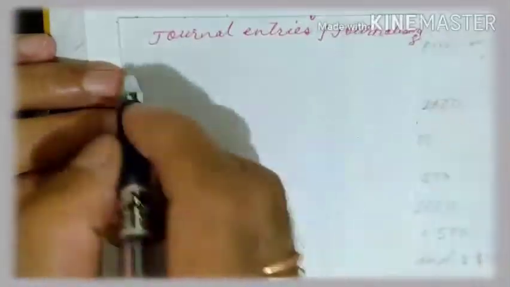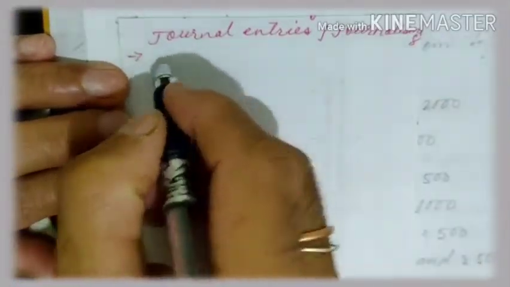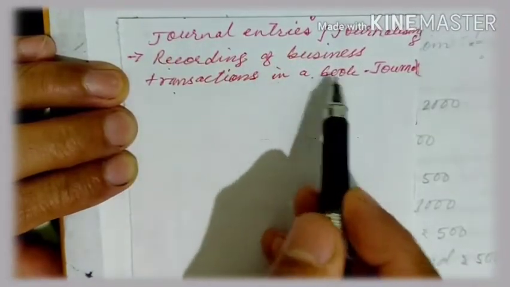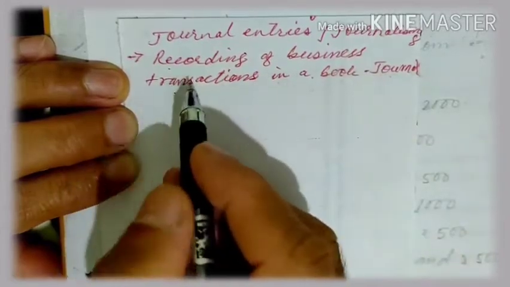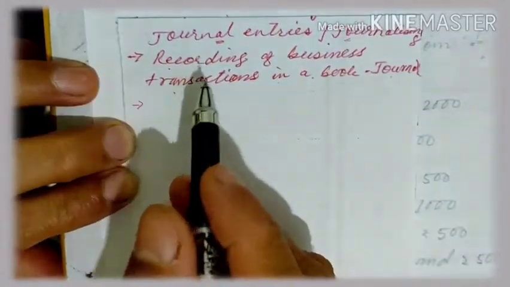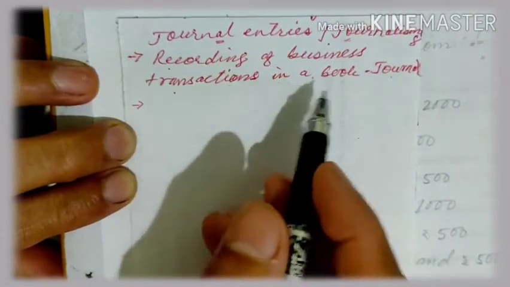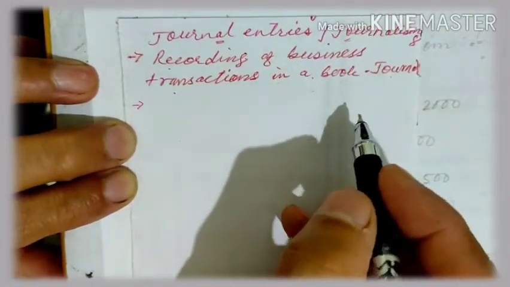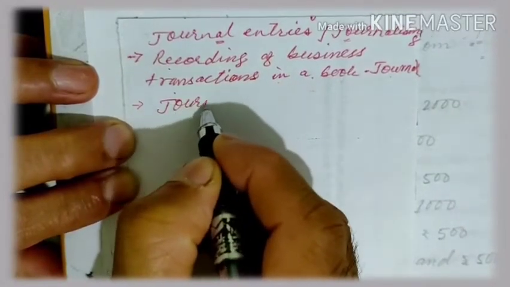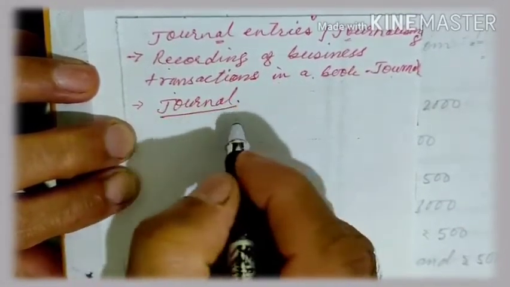Journal entries, also known as journalizing. So what is a journal entry? Recording of business transactions in a book called a journal is known as journal entries or journalizing. Journal entries are first recorded in this book called journal. So here we come across the term journal. So what is a journal?